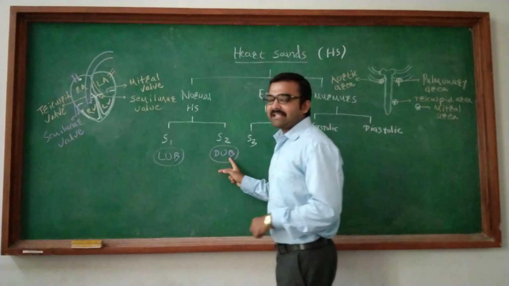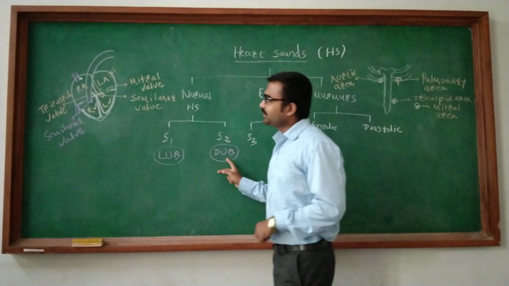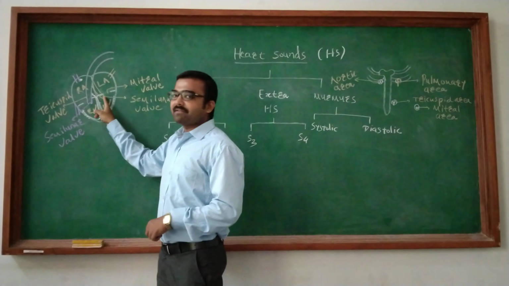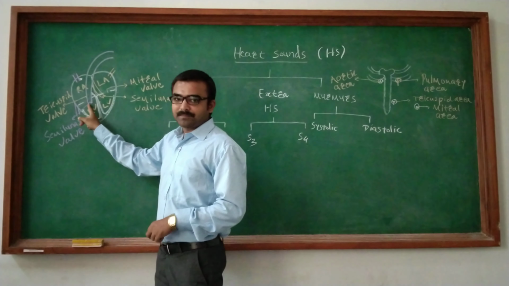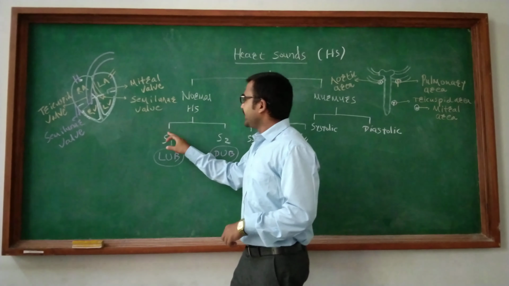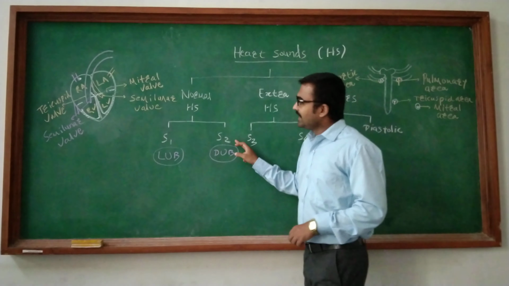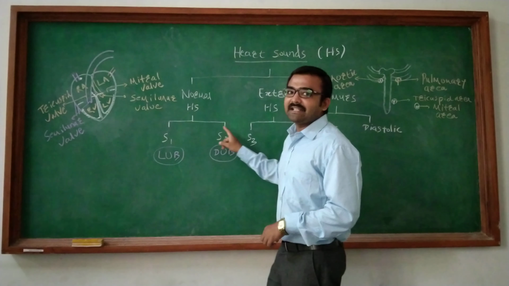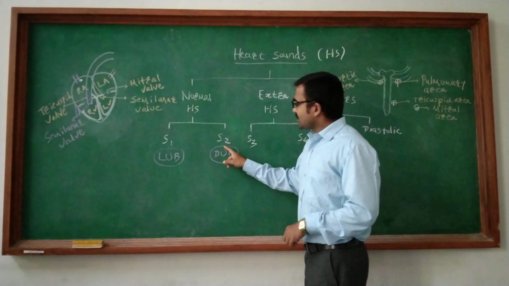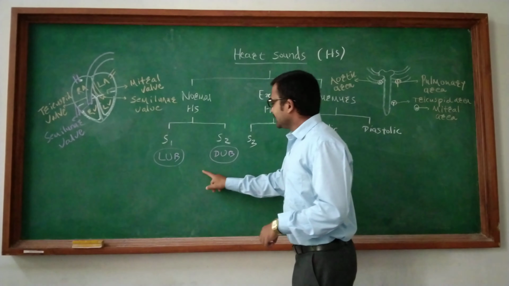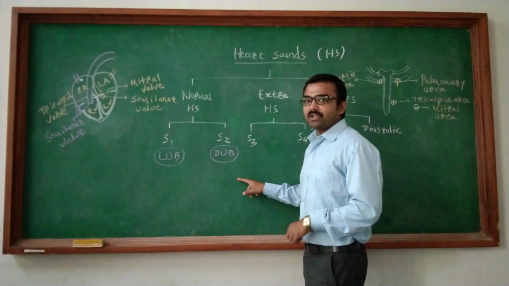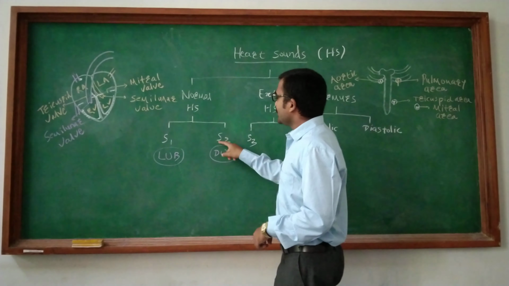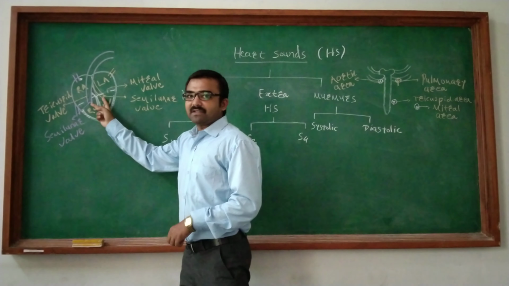S2, that is the second heart sound, which is popularly known as dub, is produced because of the closure of the semilunar valves, that is, the closure of the aortic valve and the pulmonary valve. So S1 and S2 occur because of the closure of the valves. If we discuss the characteristics of these sounds, S1 is louder in intensity as compared to S2. S2 has two more components, which are the aortic component and the pulmonary component. But just remember, S2 is produced because of closure of the semilunar valves.